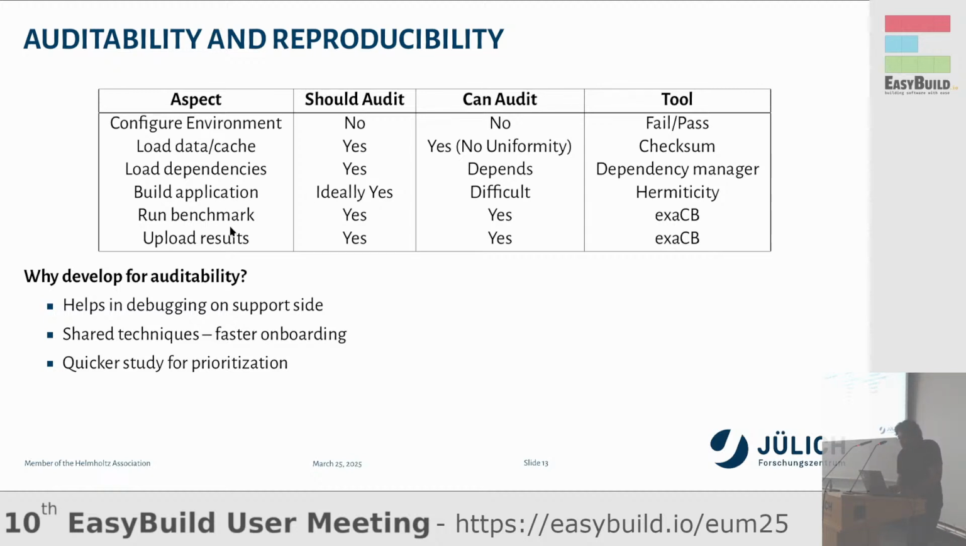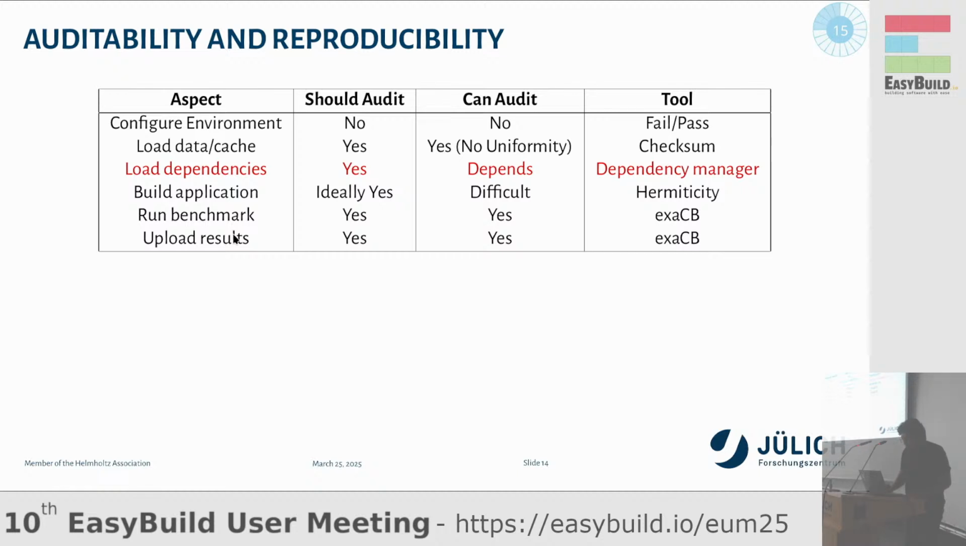And then running the benchmarks and uploading, the reproducibility here, for now we provide it with exaCB. And as I said, this is very useful for auditability. It helps in debugging on the support side. Shared techniques mean faster onboarding. People can onboard their applications faster, and we can check quickly what is being broken, what is not being broken, and we can prioritize our efforts that way. And since it's an EasyBuild talk, I am going to look mostly at auditability and reproducibility of the dependencies.